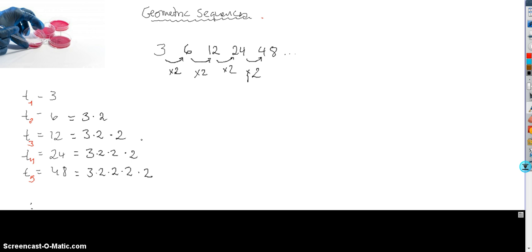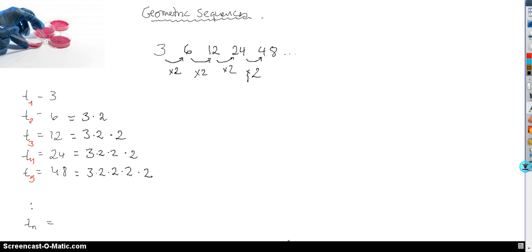So, what can we do with this? Let's look at it a little bit further. Of course, my objective is eventually to find the nth term, an expression, a formula for the nth term. So, if I see this one here, 2 times 2, that's quite obviously 2 squared. I can rewrite it like this. This will be 3 times 2 to the power of 3. And this is 3 times 2 to the power of 4.